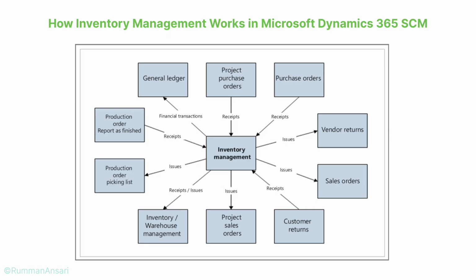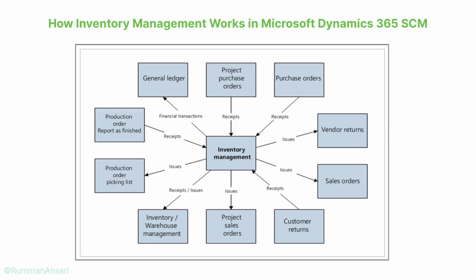Let me give one example so that you can understand. When 3 TVs are sold, the system automatically reduces the inventory value and records the cost in the general ledger, reflecting the accurate profit margins.